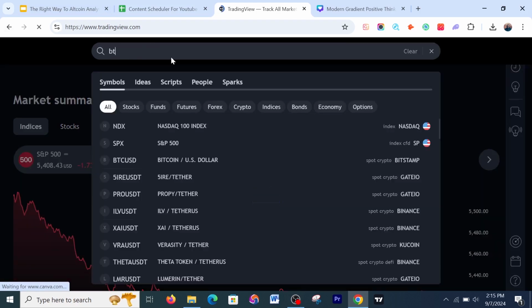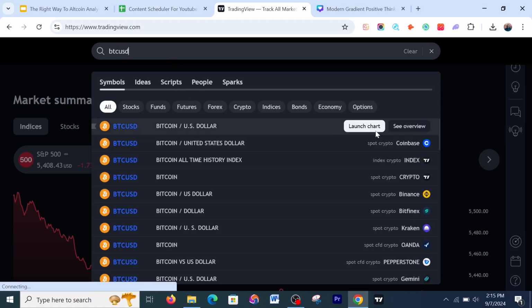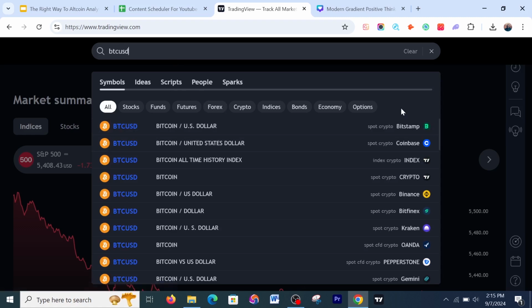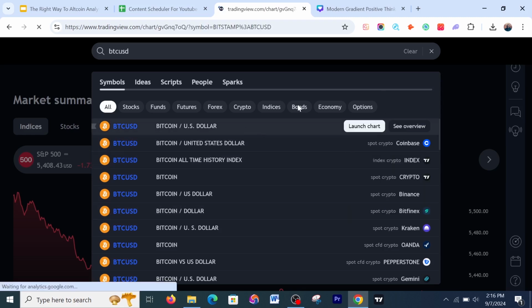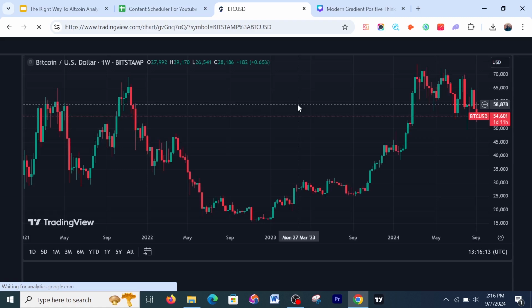That's the first. And I like to use BTC USD from Bitstamp, because it has the highest historical data in terms of trading, because Bitstamp was one of the first centralized exchanges to start trading Bitcoin back in the day. So you launch chart. So we want to look at how BTC is doing to give us a heads up concerning the direction of the market. Remember, I said BTC is the control variable.